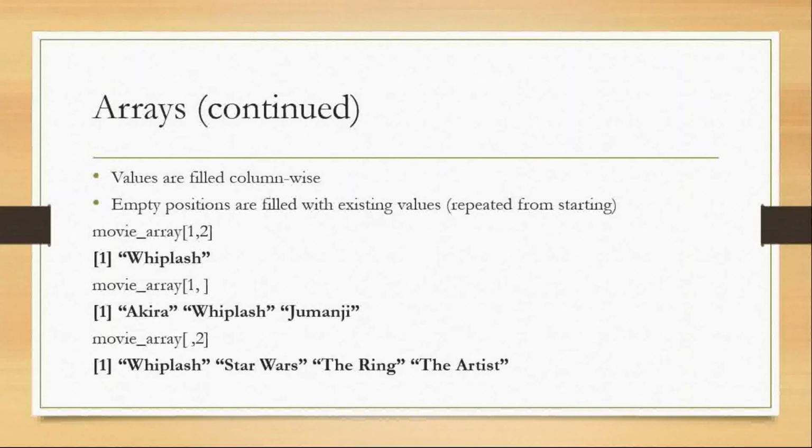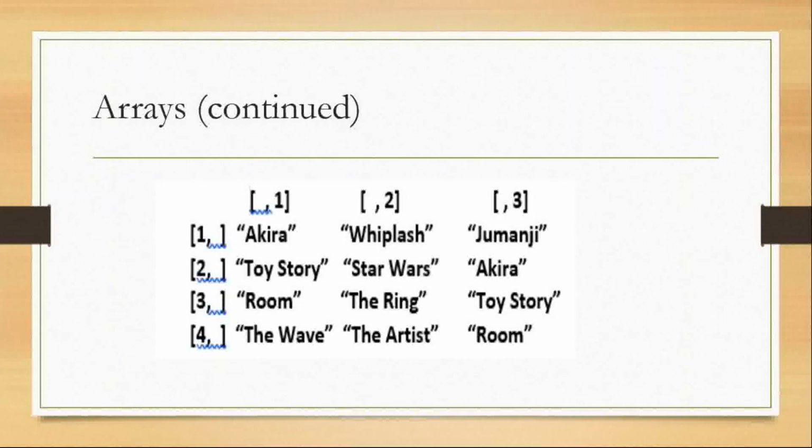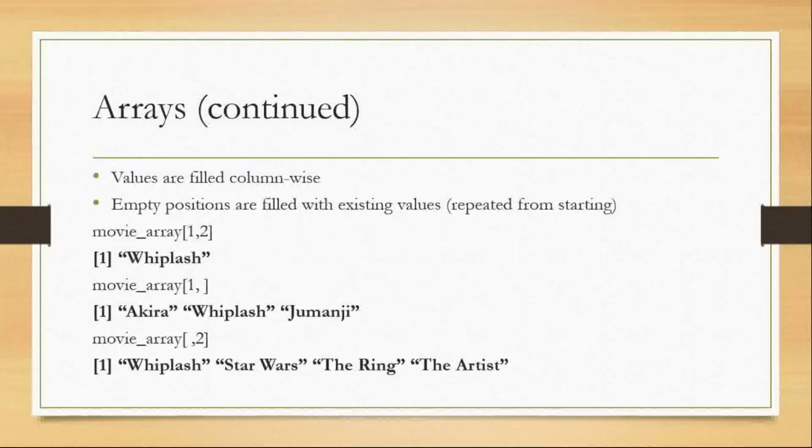Similarly, we can display values in a particular column. Movie array of, the row argument is not specified and 2 is given for the column argument. So all the values in the second column will be displayed. We have Whiplash, Star Wars, The Ring and The Artist.